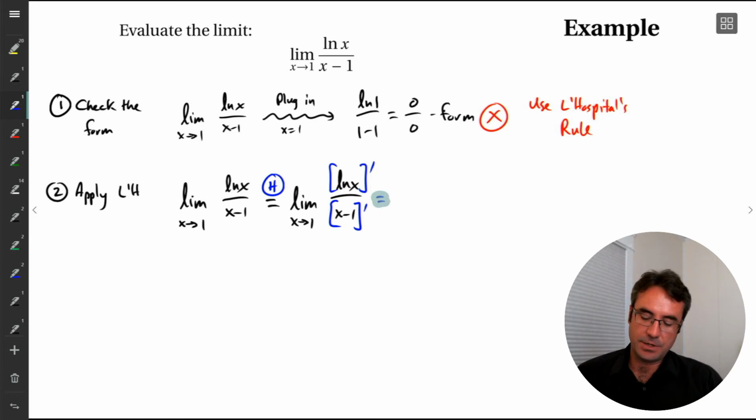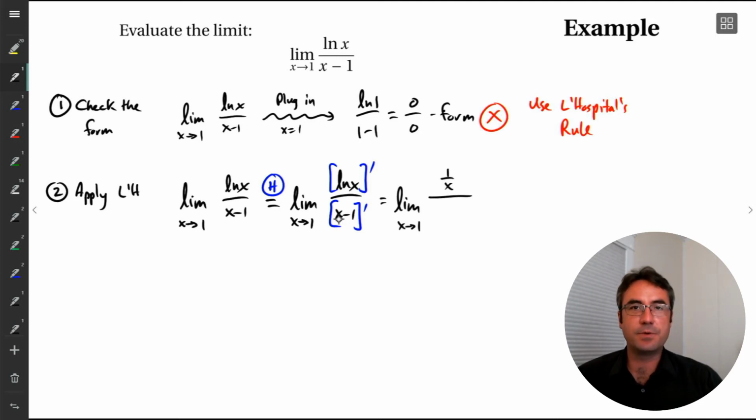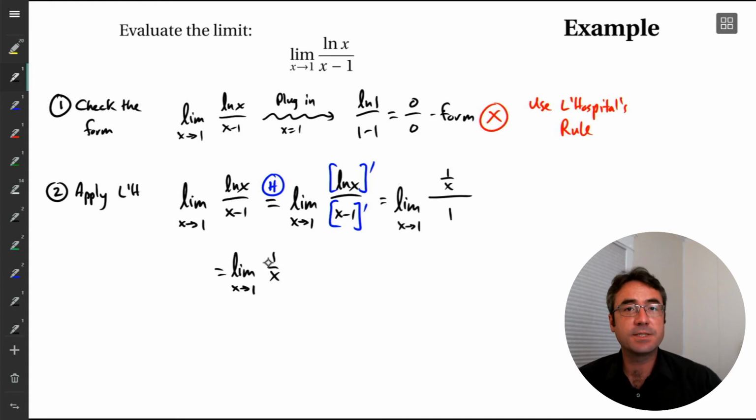So let's differentiate. The derivative of natural log x gives us 1 over x, and the derivative of x minus 1 is just 1. Let's clean that up a little bit. We have the limit as x approaches 1 of 1 over x. And then once we're done simplifying and we've applied the rule once, try plugging in again.